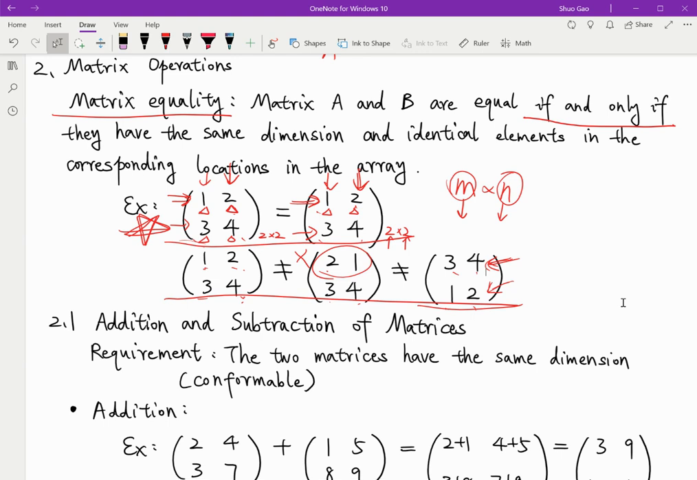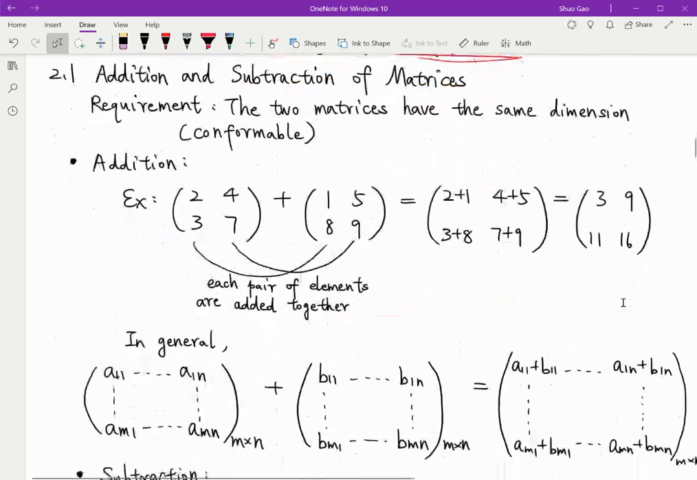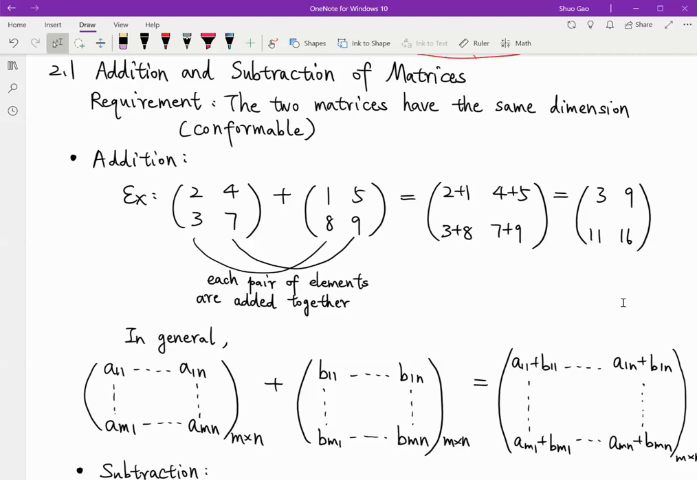Okay. And after this, we first talk about the addition and subtraction of matrices, the easiest part, right? But before that, we have a requirement.